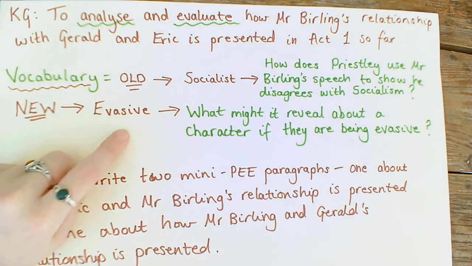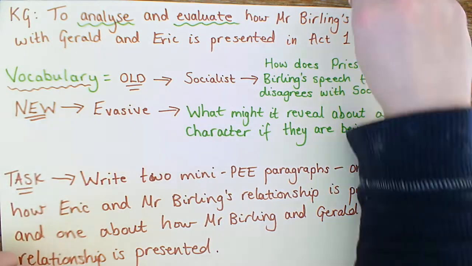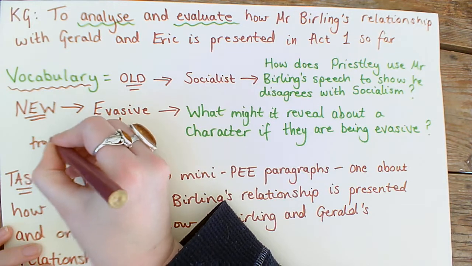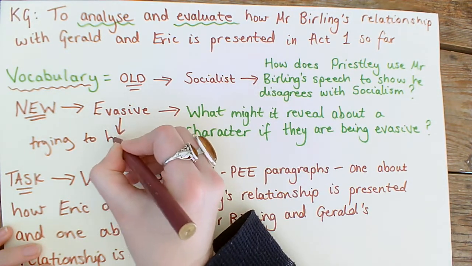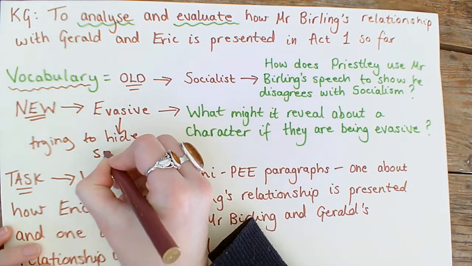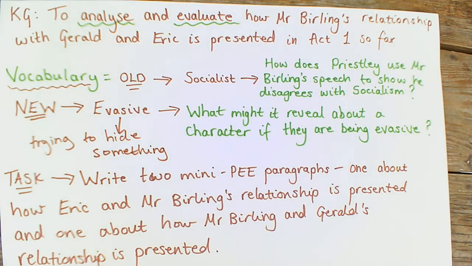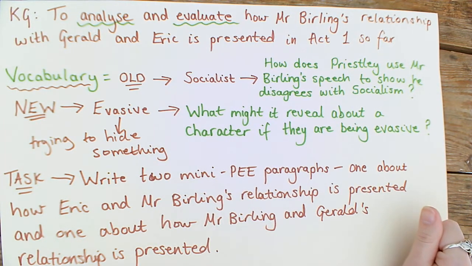Our new word today is evasive. Now, if someone is evasive, they're trying to hide something. Okay, so if someone's evasive, they're trying to hide something. You know, they don't want to tell the truth, they don't want to be upfront about something. So, what might it reveal about a character if they're being evasive? So what might it make us think about them if a character's being evasive? Okay, so again, pause the video and answer the question.